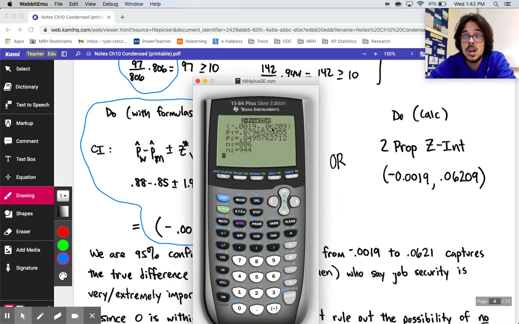So before we actually talk about our interpretation, let's just conceptually think about what this means. Women were first. It was women minus men. If we get a negative answer, that means women were a little bit smaller in their response than the men were. So women could be like 0.1%, not even 1% lower than men. Or they could be as much as 6 percentage points higher than men in their valuing of job security. So that is what you can take away from that. How many percentage points higher or lower is one group than the other?